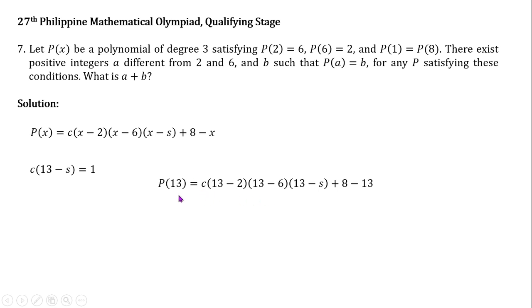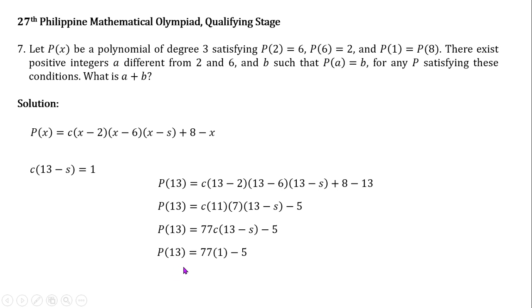So p of 13 is equal to this long chain of expression, and if we simplify the right hand side, we get c times 11 times 7 times 13 minus s minus 5. Let's simplify this further and rearrange the terms. After doing that, c times 13 minus s comes out, and we already know the value of this, it's only 1. So if you replace this by 1, we get p of 13 equals 77 times 1 minus 5. Simplifying this further, we finally get p of 13 equals 72.